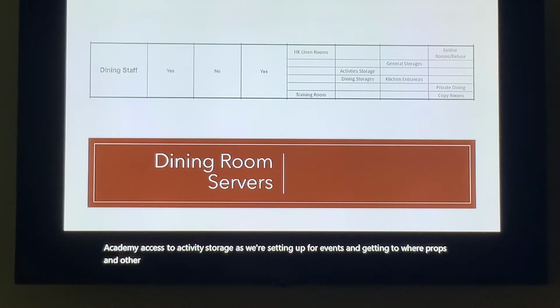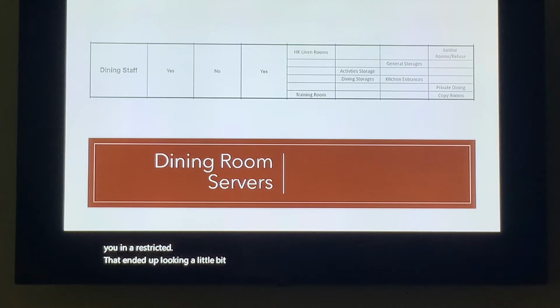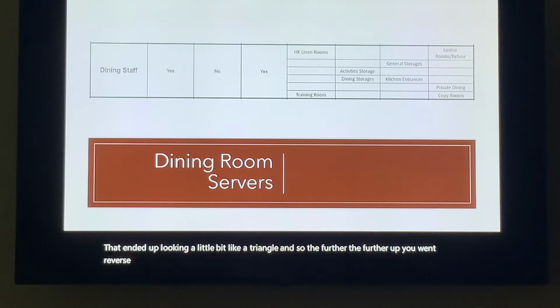kept. And so we've identified based upon your need of access and put you in a restricted group that ended up looking a little bit like a triangle. And so the further up you went, a reverse triangle, I guess, because the further up you went, the less access you had.